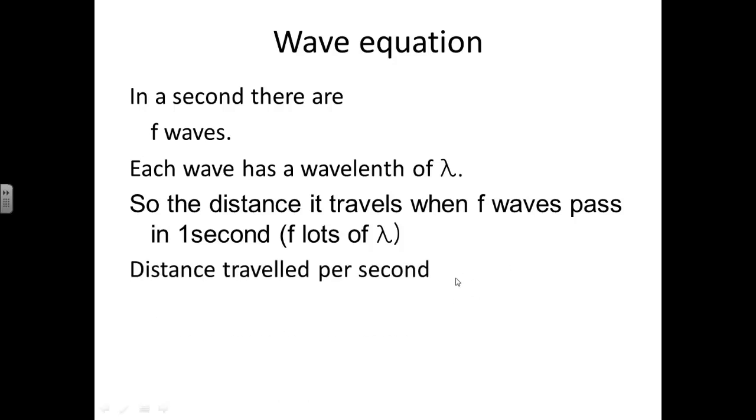So the distance travelled per second is equal to f lambda, and that's what the velocity is. So this is called the wave equation. V is equal to f lambda.